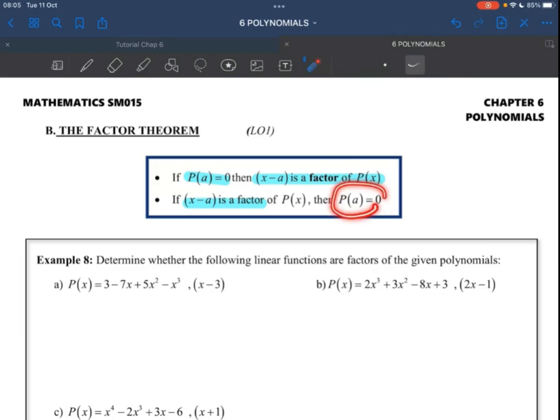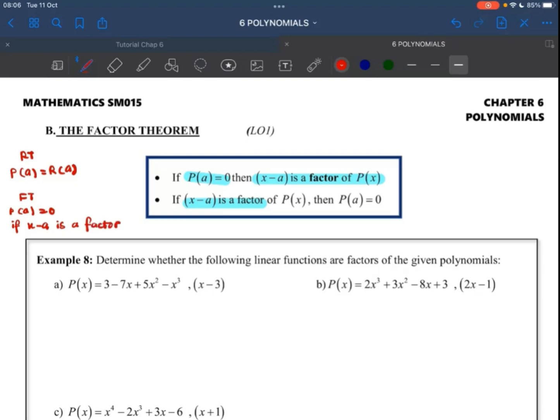Okay, apa maksud P(a) equals to 0? That means remainder dia ialah 0 lah. Kalau kita recap balik apa yang kita tahu pasal remainder theorem kita, P(a) is equals to R(a). And also, kalau factor, kita tahu factor x minus a ialah factor, x minus a ialah divisor. Factor boleh jadi divisor, divisor tak boleh jadi factor. Okay, kenapa? Nanti kamu akan tengok lah. Okay, so kita dah tahu remainder theorem kita P(a) equals to R(a), and then kita tahu factor theorem kita P(a) is equals to 0 if x minus a is a factor. Okay, so then apa tu factor?